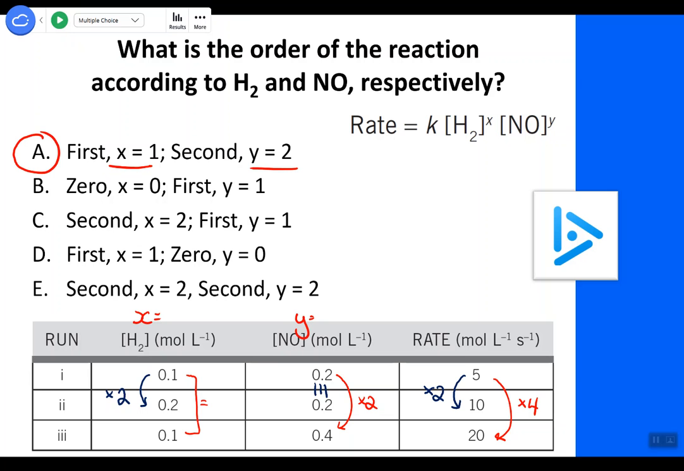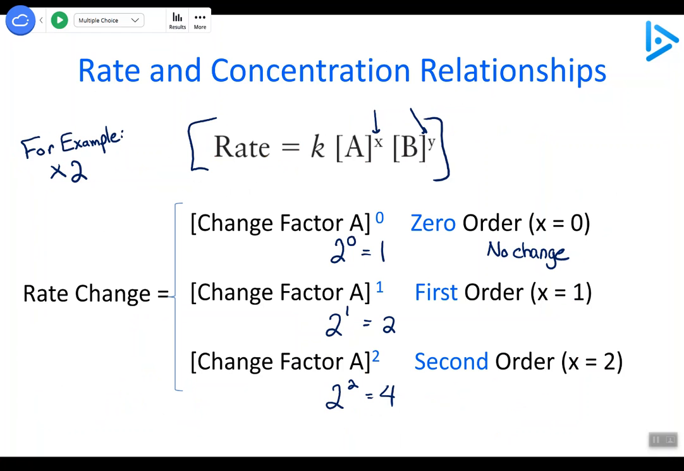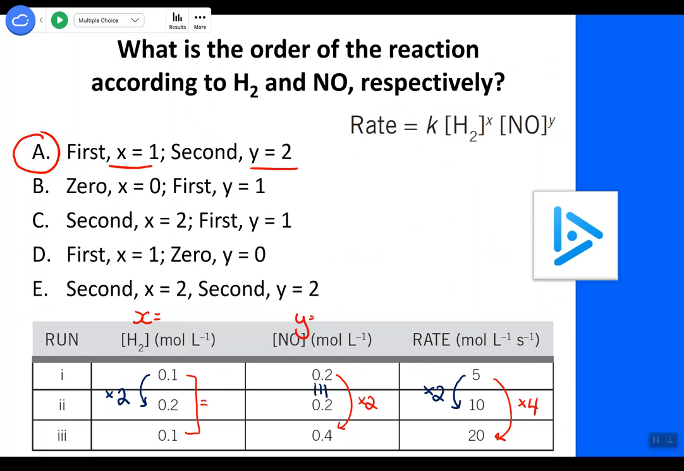This right here is what I call the hand-waving explanation. I can see that from run 1 to run 2, concentration of hydrogen doubled, nothing else changed. Temperature stayed the same, initial concentration of the reactant stayed the same, everything else stayed the same. The rate of the reaction doubled. The change factor was the same as the change in rate. I doubled the reactant, the rate doubled. Therefore, X equals 1. The same change happened to the reactant concentration, same change happened to the rate. Therefore, it must be 1 according to hydrogen.